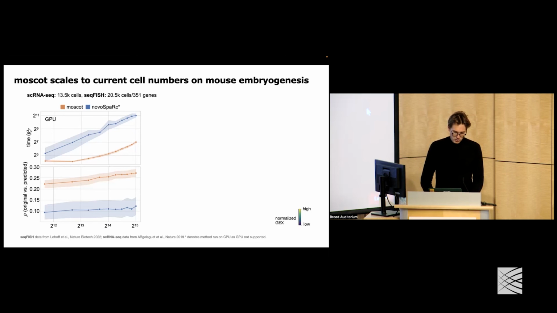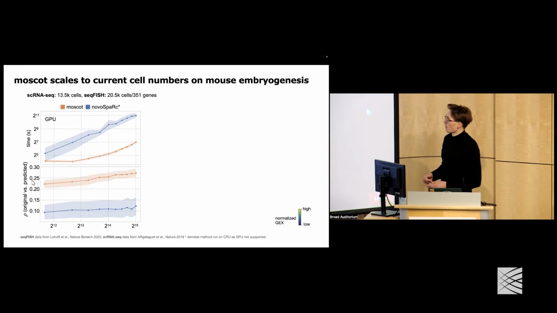So first we focused on a time benchmark. I should say that this is a seqFISH data set. So the spatial data set is seqFISH. The reference is single-cell RNA-seq. And in total, we have something like 30,000 cells here. We subsampled to various subsets and saw that Moscot has much lower compute time than NovoSpark. If we go to this largest cell size, corresponding to around 30,000 cells, this takes over half an hour if you run NovoSpark. It takes around 2 minutes if you run Moscot on this data set.